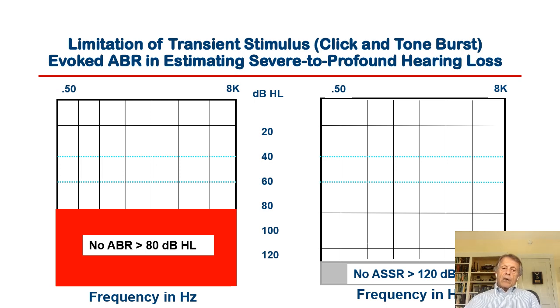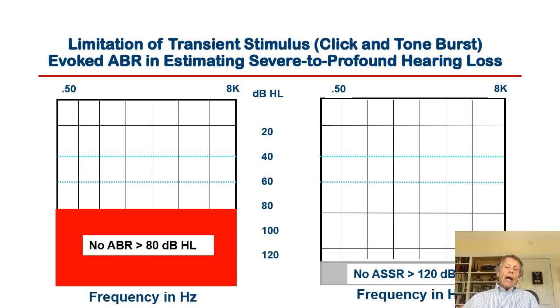Now the traditional ASSR does not use clicks or tone bursts as the stimuli. The traditional ASSR is a pure tone that's amplitude modulated. That is, the amplitude of the pure tone is quickly modulated. It's an AM signal, and sometimes the frequency is modulated a slight bit, maybe 10%. So it's like a warble tone, varying around the test frequency. And because it's a pure tone, there's much more energy since it's a longer duration stimulus. So with the ASSR, you can sometimes estimate thresholds of 110, 115, maybe even 120 dB.